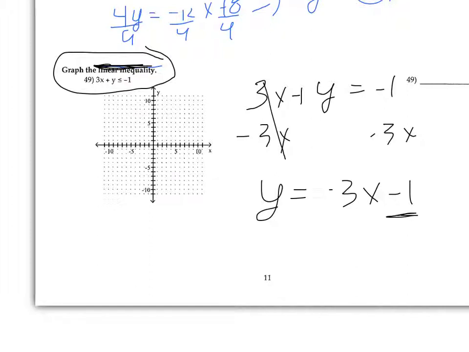We have our y-intercept right here, 0, negative 1. Slope is negative 3, so we go down 3. 1, 2, 3, and over 1. Two points uniquely determine a line. And that is the line that we have right there.